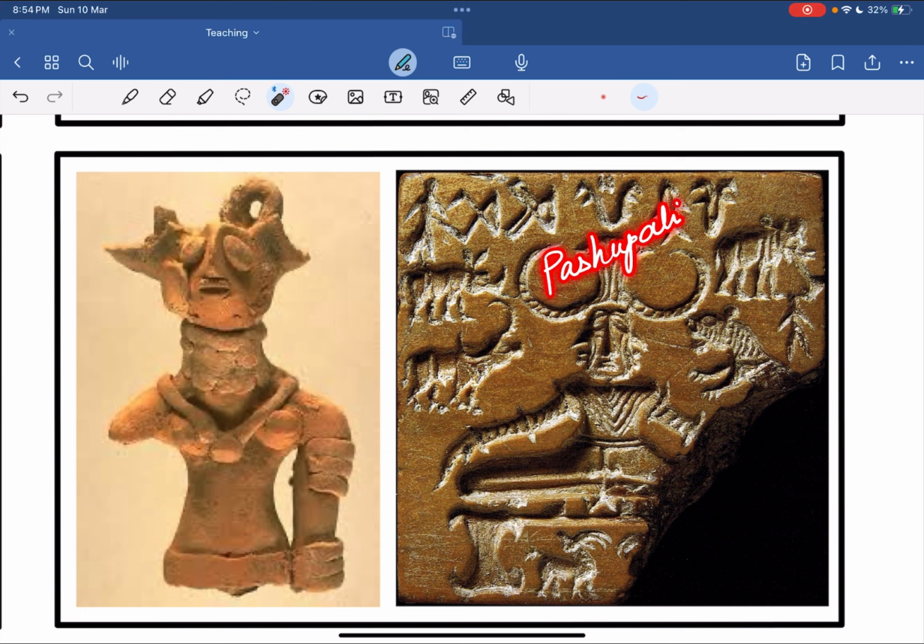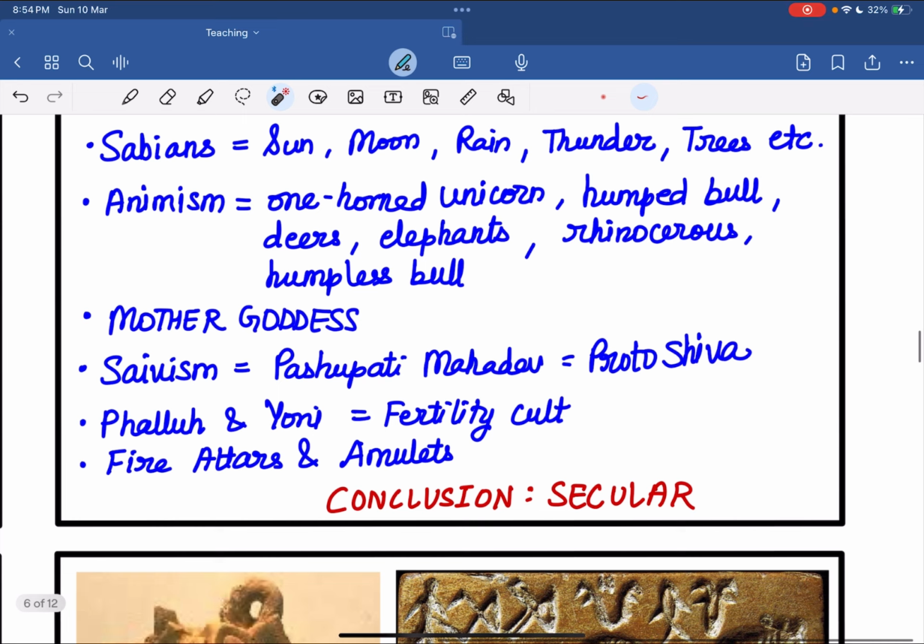Pashupati Mahadev or Proto-Shiva. Which is why we conclude that Harappans practiced Shaivism. Harappans were Shaivites. Now, coming to the last 2 points, Phalu and Yoni worship.